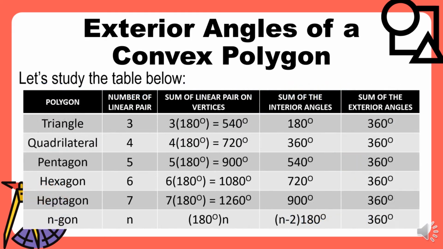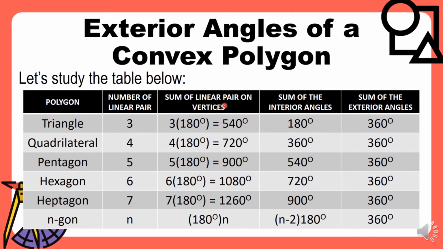Let's study the table below. We have polygon, number of linear pair, sum of linear pair on vertices, sum of the interior angles, and sum of the exterior angles. Ang linear pair ng isang polygon ay nakadepende kung ilang sides mayroon ito. Kagaya ng triangle, dahil meron tayong tatlong sides, mayroon din tayong mabubuong tatlong linear pairs. At tandaan na ang linear pairs ay dalawang angle na kapag pinagsama ay mayroong 180 degrees total.